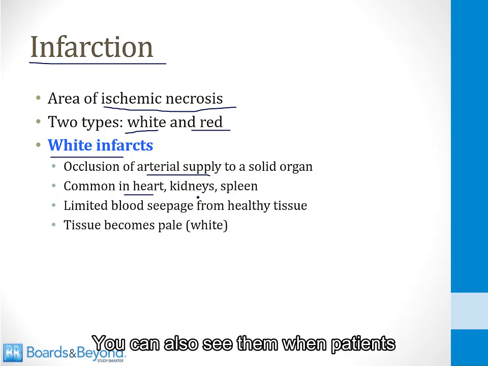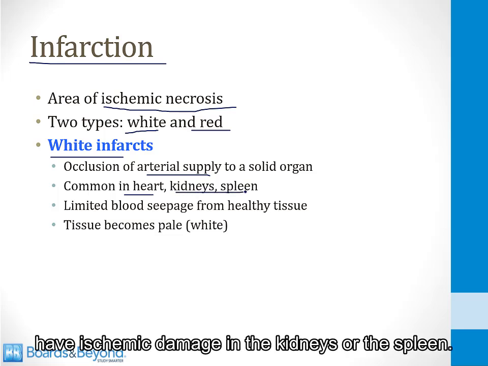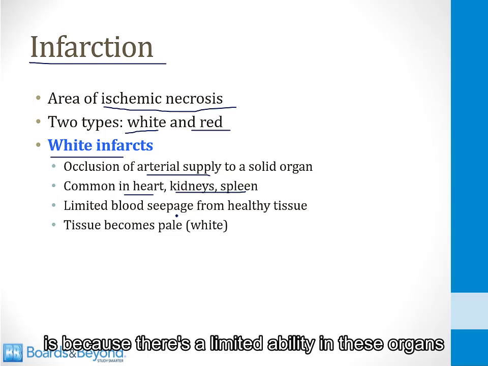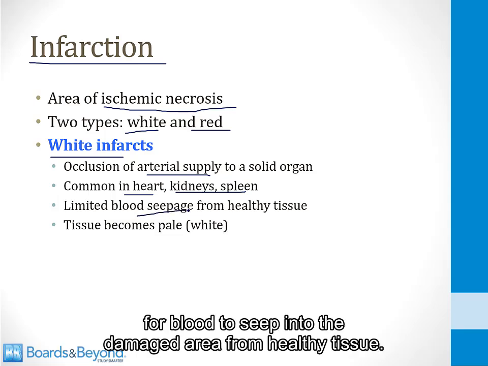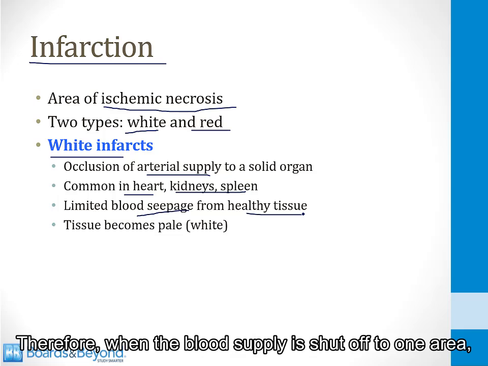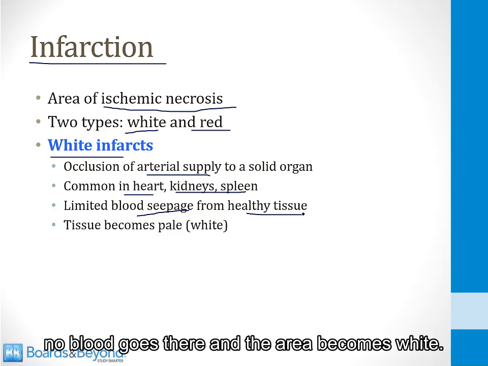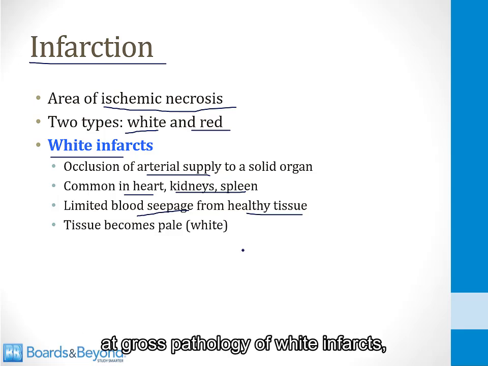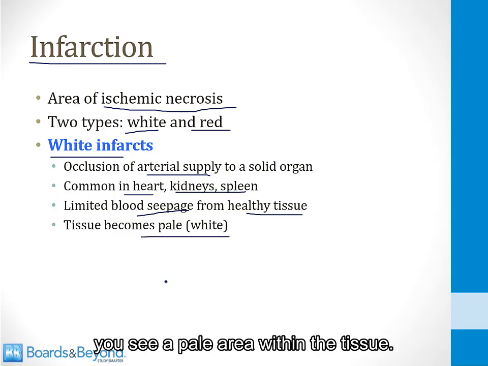You can also see them when patients have ischemic damage in the kidneys or the spleen. The reason these organs classically develop white infarcts is because there's a limited ability in these organs for blood to seep into the damaged area from healthy tissue. Therefore, when the blood supply is shut off to one area, no blood goes there and the area becomes white. And that's why when you look at gross pathology of white infarcts, you see a pale area within the tissue.